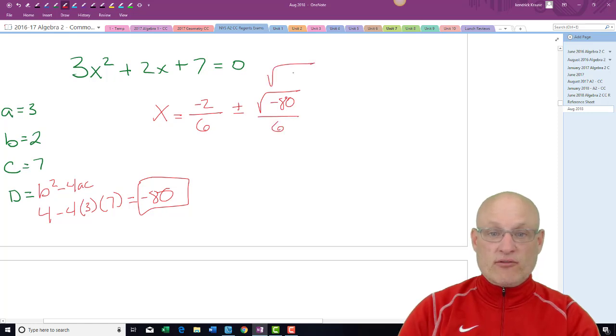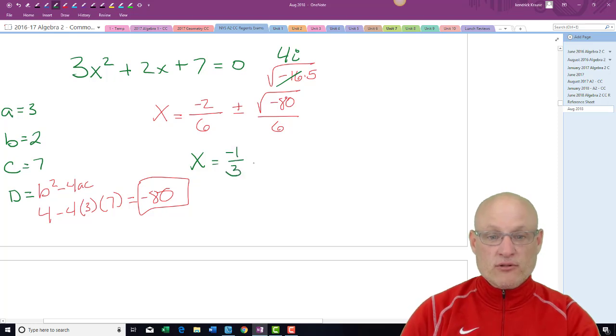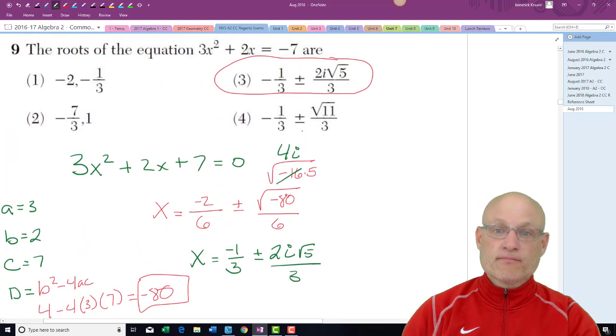Now, the square root of negative 80 is really the square root of negative 16 times 5, 16 being the largest perfect square that goes into 80. The square root of negative 16 is 4i. So I get x equals negative 1/3 plus or minus. Now, 4 over 6 reduces to 2, so 2i square roots of 5 over 3. There we go.